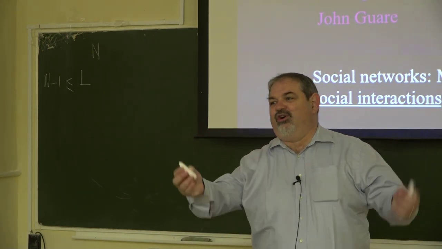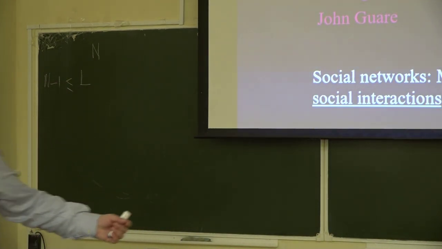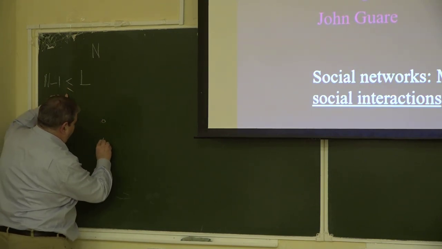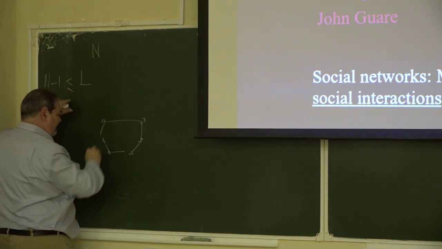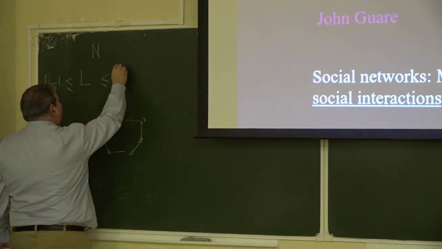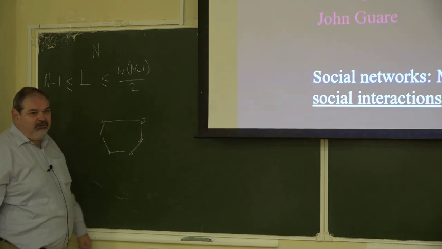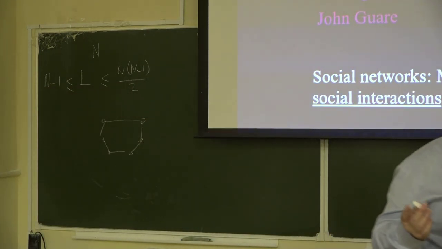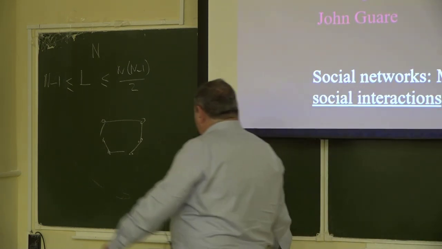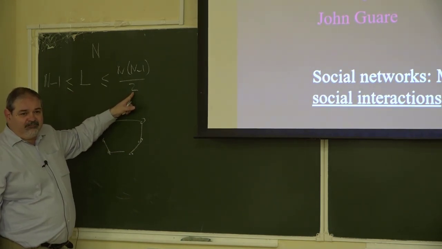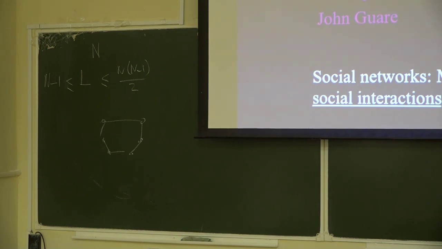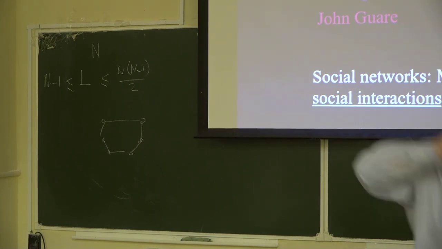Yes, a connected network. Of course, if you have a disconnected network, L can be zero. But if you have a connected network, where n is the number of nodes, the number of links is larger or equal to n minus 1, and smaller or equal to n times n minus 1 divided by 2, which is when all nodes are connected to all others. There is a connection between all nodes and all other nodes. Now, you see that if I take an all-to-all connected network, the shortest path is always 1, because if I start in a node, I can reach all the other nodes with one step.